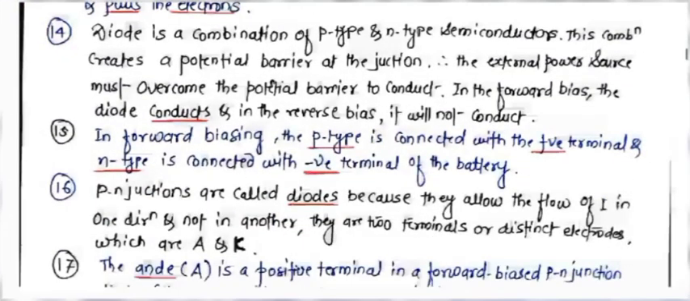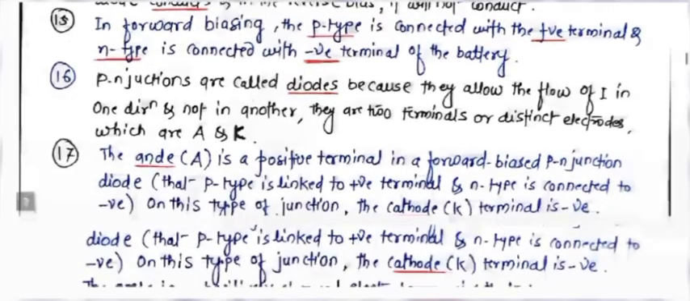In forward biasing, p-type is connected with the positive terminal and n-type is connected with negative terminal of the battery. PN junctions are called diodes because they allow the flow of current in one direction and not in another. They have two terminals or distinct electrodes, which are anode and cathode. Anode is a positive terminal.